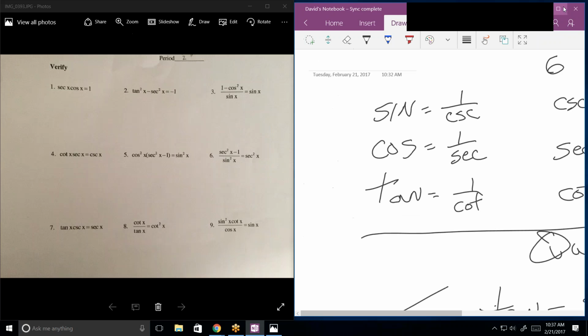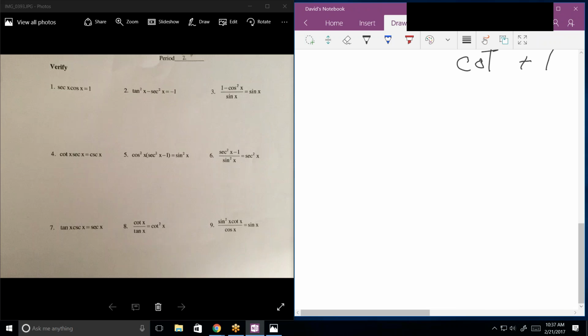But you have to do it. And the purpose of these verifying problems is to get you to memorize. In other words, you do about 50 of these, and I guarantee you'll know all 11 of those perfect. Okay? So let's look at number 2. Tangent squared minus secant squared.